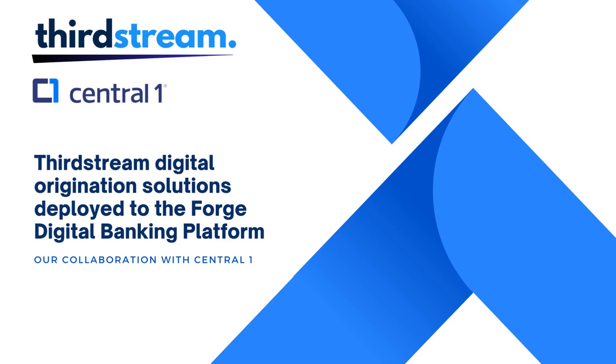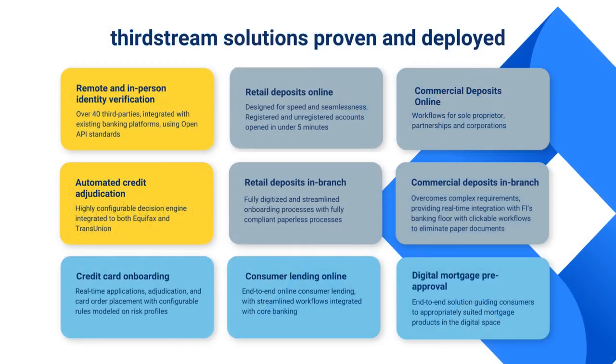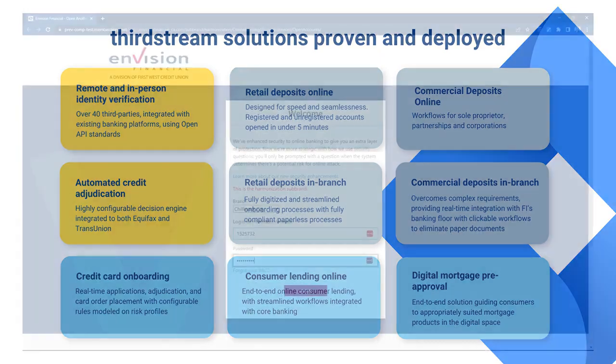The ThirdStream platform is about opening accounts for new and existing members to your financial institution and everything that goes with that process, with a demonstration here showing what that existing member experience looks like anywhere, anytime, from any device. Today, our workflow experiences are helping over 50 credit unions, banks, and trust companies with remote and in-person retail and commercial deposit account opening, as well as consumer loans, online, and credit card application processing, typically in under 5 minutes.